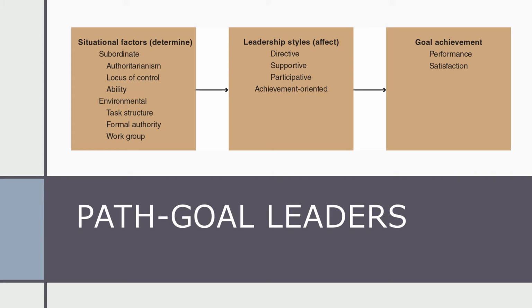Academics tend to like path goal leadership because it is based on research. However, a major criticism from actual managers is that, like continuum leadership, the path goal model is too subjective and complex. The model lists the variables on the left and the leadership style in the center, but it doesn't provide practical guidance on how to use the variables to select the most appropriate style for achieving the goal.